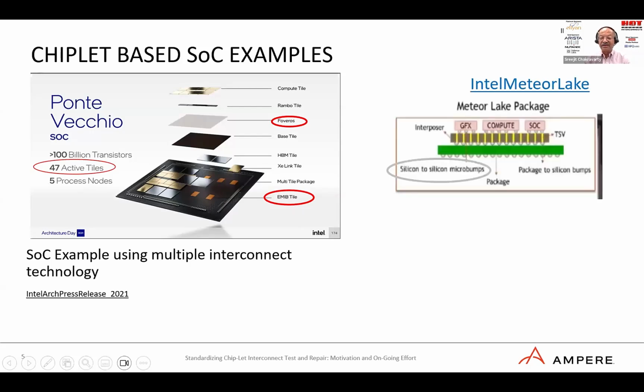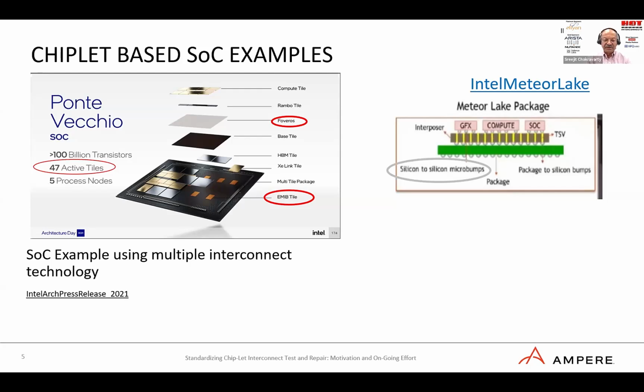The other product is Meteor Lake. And the Meteor Lake product basically goes into the client. That means your laptops. And this also uses a chiplet-based design. The number of chiplets here is much smaller. As you see from the figure, it is only 3, and it uses one packaging technology.